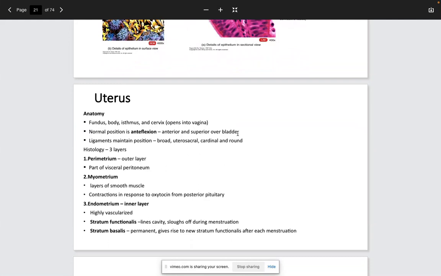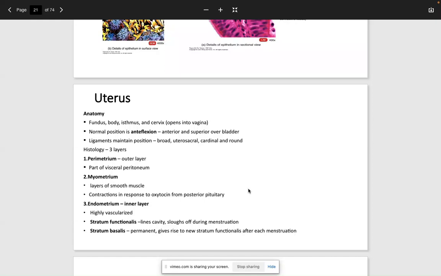I do want you to know the three layers of the uterus, being the perimetrium, the myometrium, and then the endometrium. Again, if you just know the prefixes, you guys should be in good shape. The perimetrium is the outer layer. Peri means around. This is part of the visceral peritoneum. You guys remember yesterday we talked about the broad ligament, how it was part of the parietal peritoneum. This is part of the visceral peritoneum.